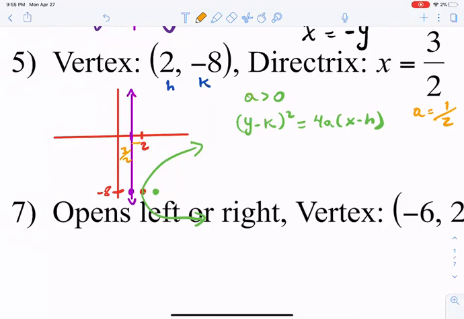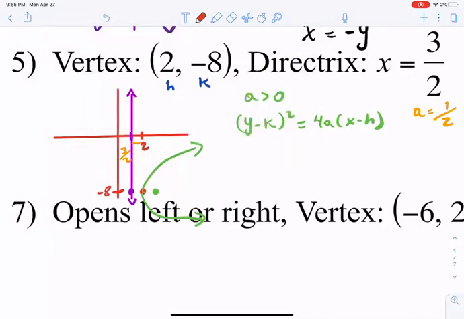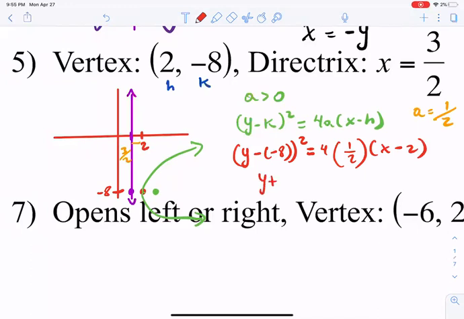So now you know that, and you have to plug those numbers in. Let's write the equation step by step. This is y minus k, and k is -8 in this case, equal to 4 times 1/2 times (x minus h), which is 2. So this is (y plus 8) squared equals 2(x minus 2). And I'm done. This is my answer.